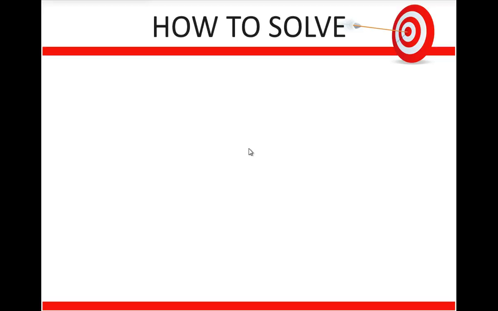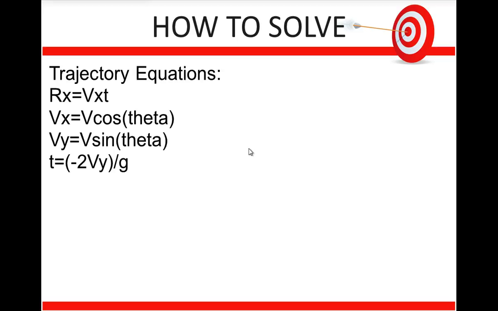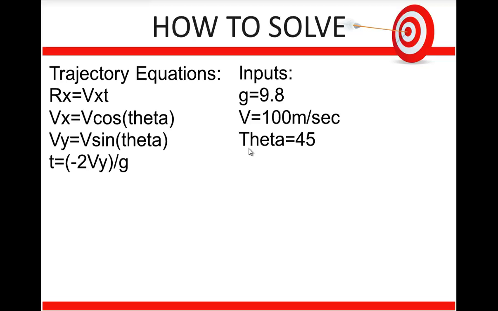How to solve. So before we begin, the trajectory equations are Rx equals Vxt, Vx equals V cosine theta, Vy equals V sine theta, T equals negative 2Vy divided by G. The inputs, the givens, are G equals 9.8, V equals 100 meters per second, theta equals 45 degrees.